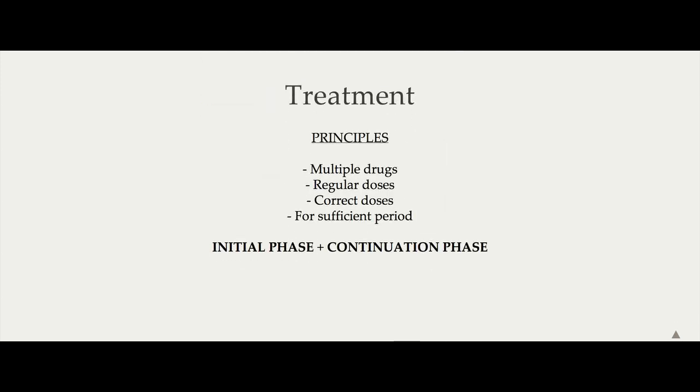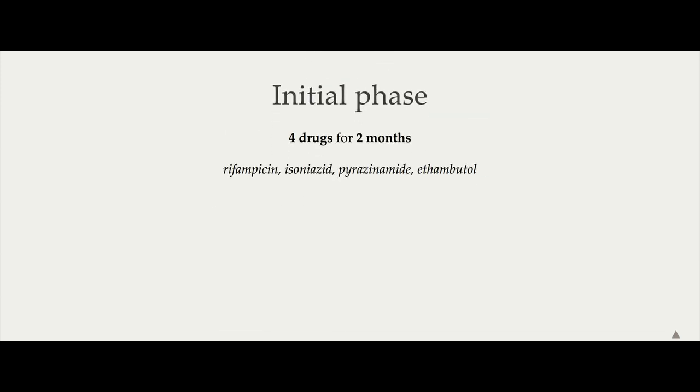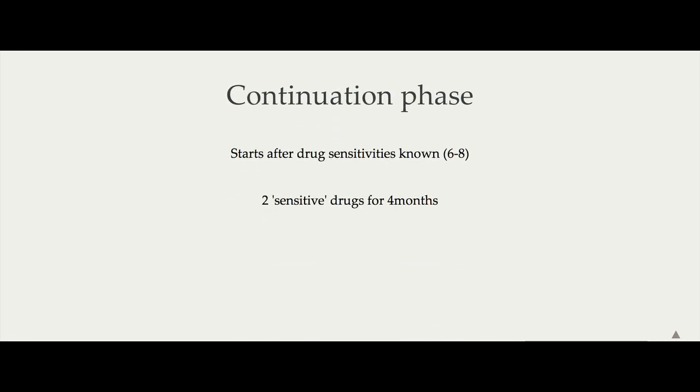So, let's move on now to talk about the treatment of TB. First, some principles. Multiple drugs are often required in treatment. These require regular and correct doses for a sufficient period. Generally, we divide up the treatment of TB into an initial phase and a continuation phase. In the initial phase, we give 4 drugs for 2 months, and the typical regime is rifampicin, isoniazid, pyrazinamide, and ethambutol. In the continuation phase, that starts after drug sensitivities are known, typically after 6 to 8 weeks, we give 2 sensitive drugs for 4 months.